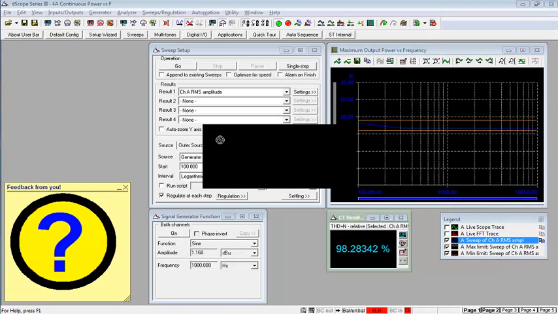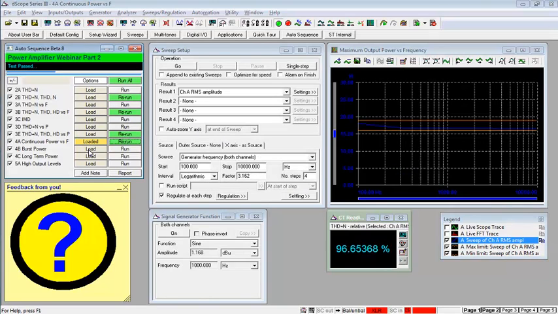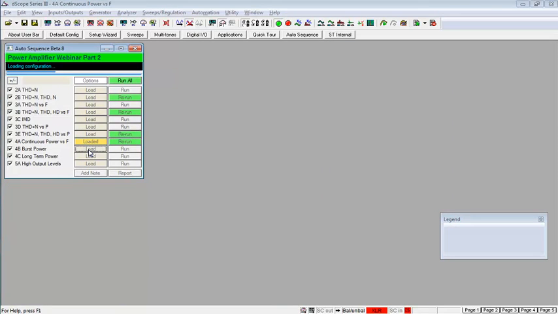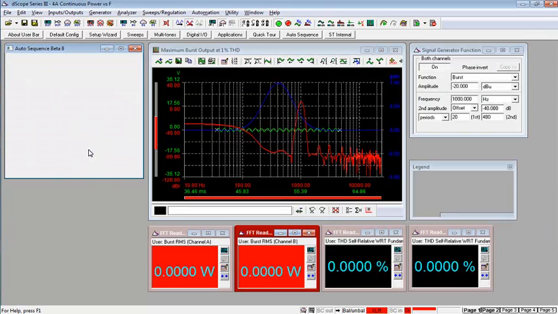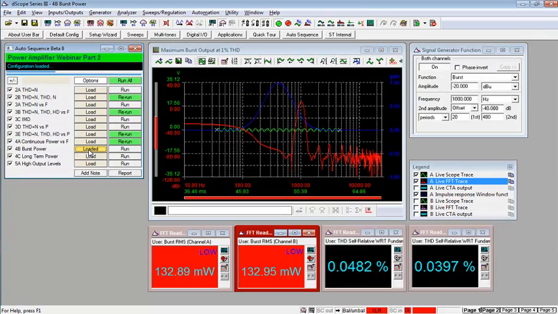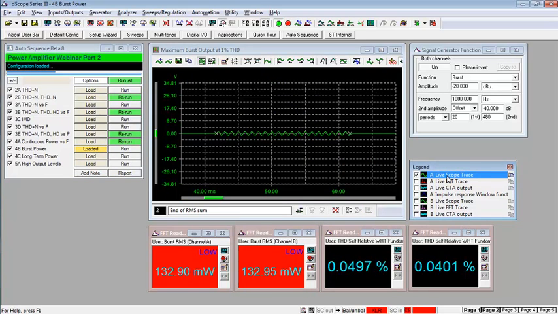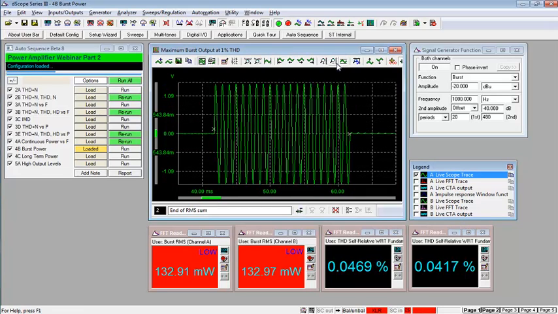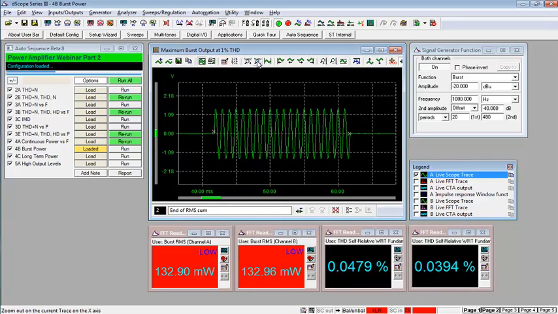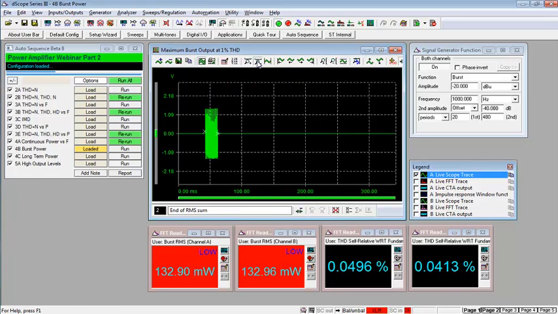So I'll go back to my sequence editor here. I'm going to load my burst power test, and I'll just briefly talk you through what's happening here. But let me start with the audio signal itself. Let's look at the time domain trace here, and I'm just going to expand this so you can see the signal, and let's zoom all the way out in the x-axis. There you go. So that's our audio signal.